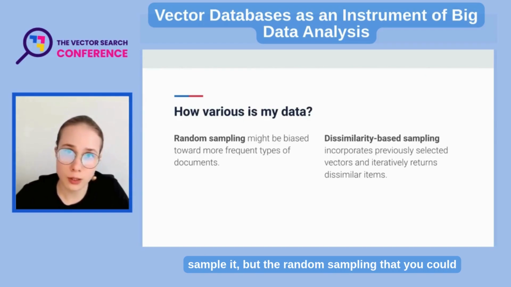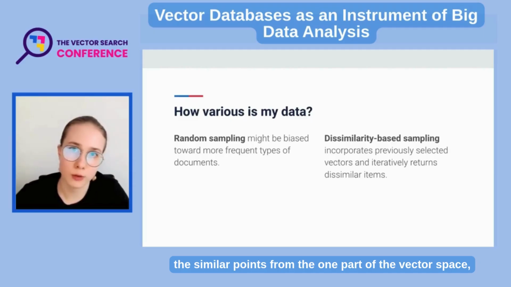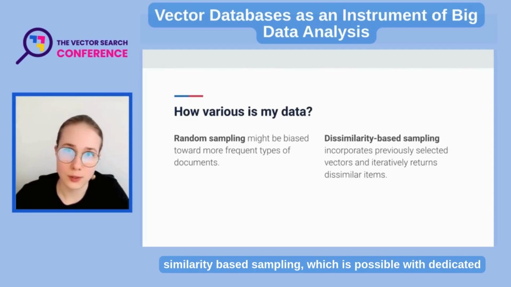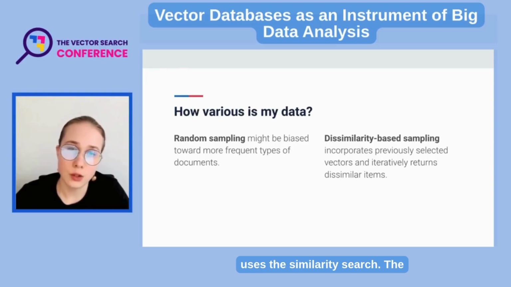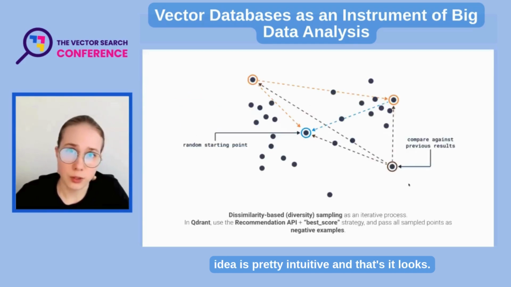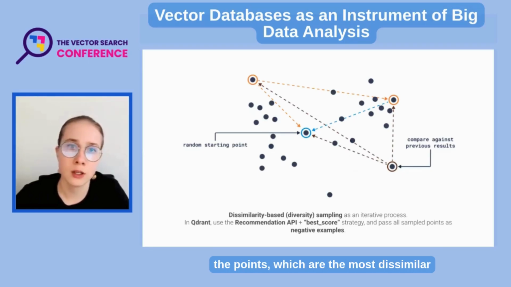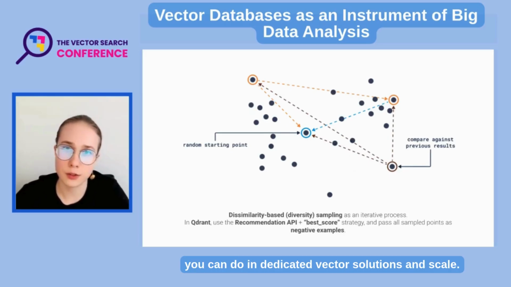And you could actually sample it, but the random sampling that you could do has a risk that you're going to get all the similar points from one part of the vector space. This is not very interesting. So here comes dissimilarity-based sampling, which is possible with dedicated vector search solutions. And it uses dissimilarity search. The idea is pretty intuitive, and that's how it looks. So you get a point and you iteratively sample the points which are the most dissimilar to already selected points. This you can do in dedicated vector solutions at scale.